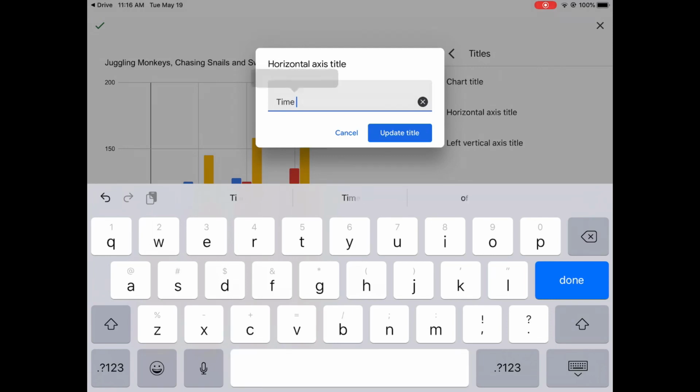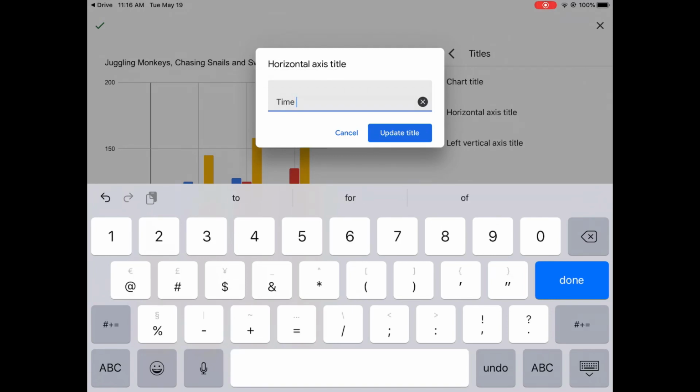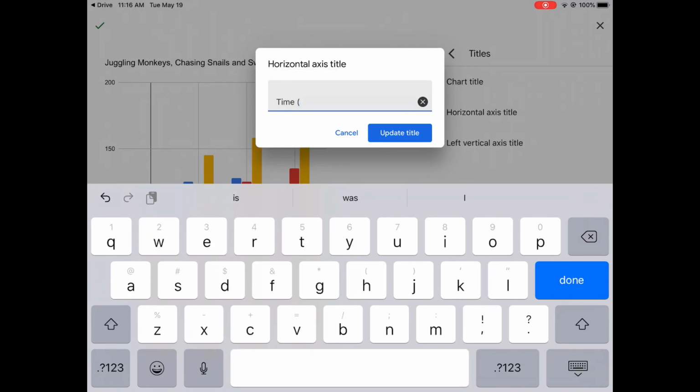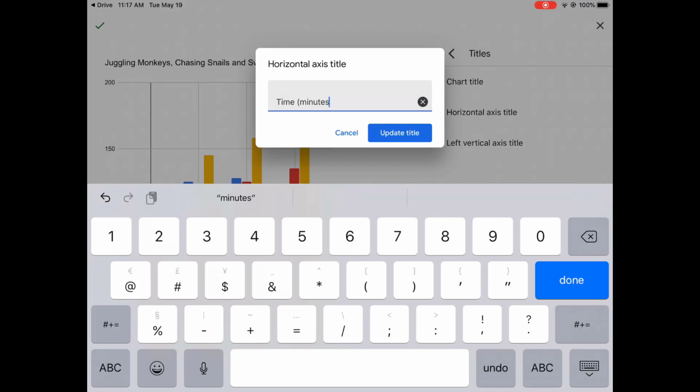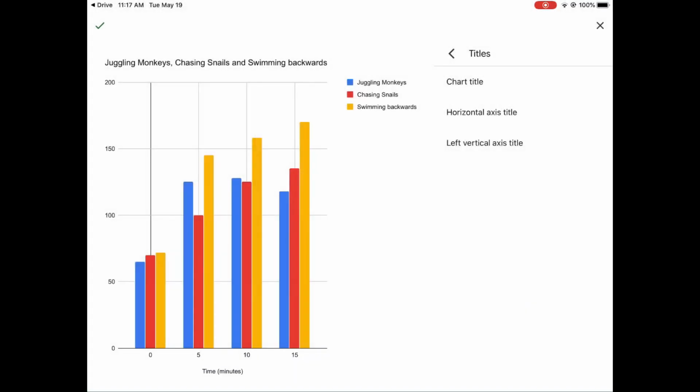the horizontal axis, right, the left and right axis. It just says time. And what I have in this chart is actually time, but I want to put units in it. So I was like, time in mins. I was like, no, that's not right. Time's in minutes. So then I add that to it, and when I hit update title from there, it'll show times in minutes on the bottom.